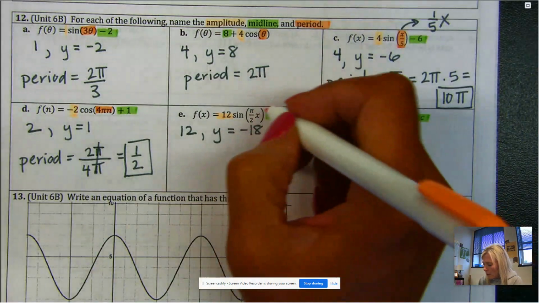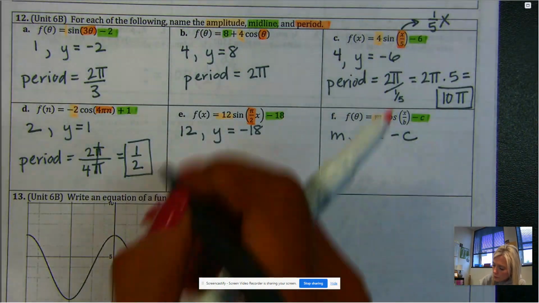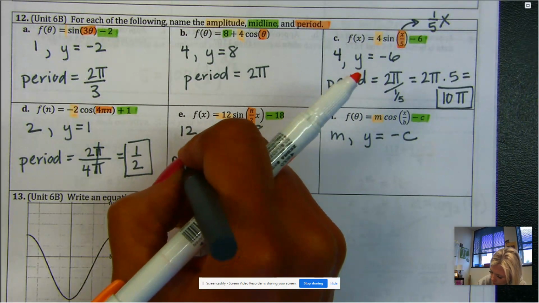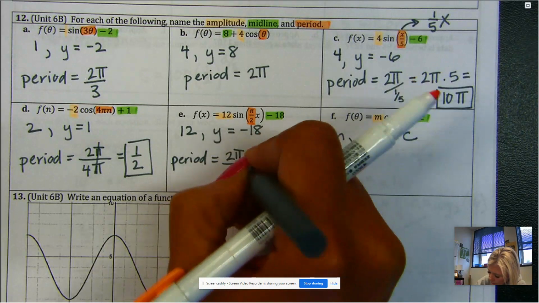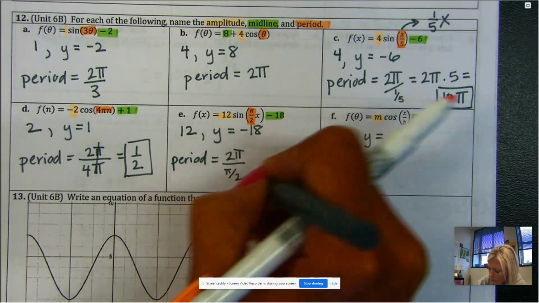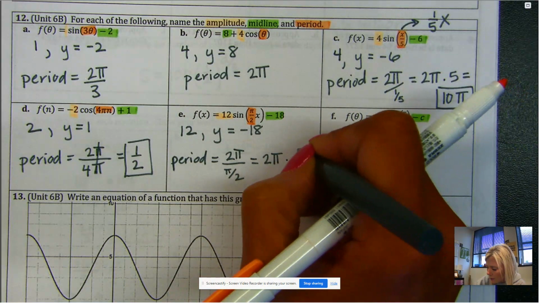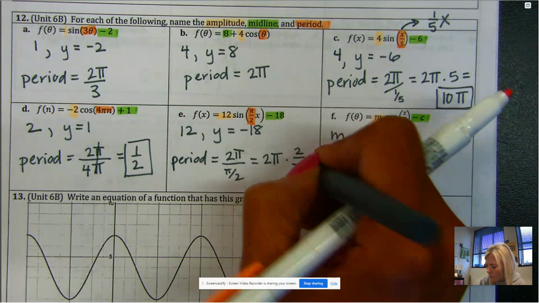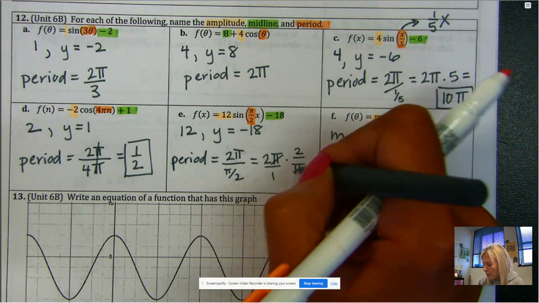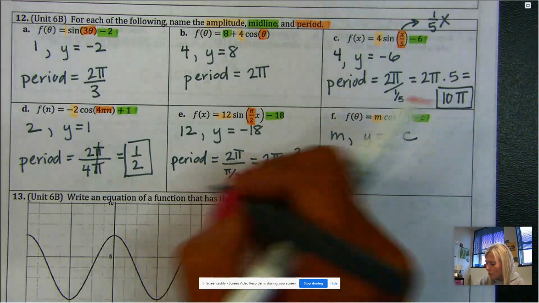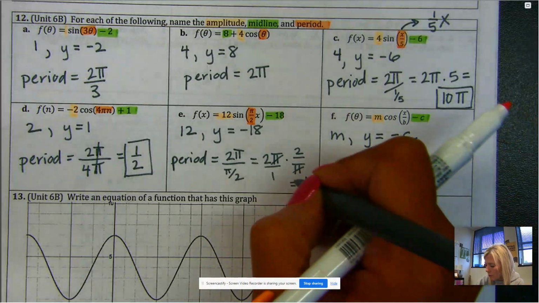Okay, this is pi over 2 times x. So our period is equal to 2 pi divided by pi over 2. Again, we change divide to times and multiply by the reciprocal, so this is 2 over pi. Here the pi's divide out, 2 times 2 is 4. So this has a period of just 4.